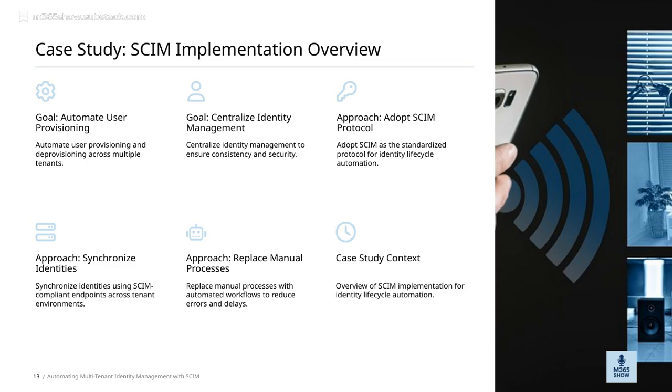And ultimately, this enables us to automate user provisioning and deprovisioning processes across multiple tenants, saving time, reducing errors, and enhancing security. This case study illustrates how SCIM can transform identity management from a manual, error-prone task into a streamlined, automated process that supports our overall goal of a more efficient and secure environment.